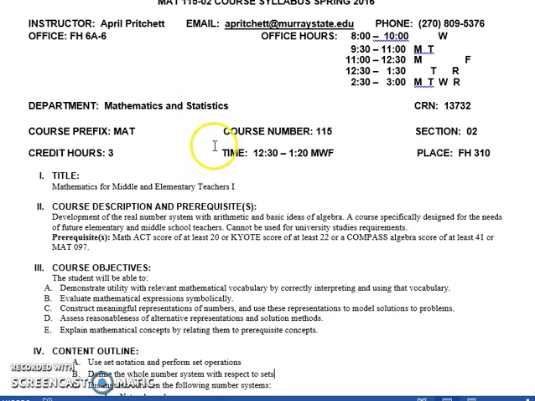We will meet 12:30 to 1:20 on Monday, Wednesday, Friday in Faculty Hall 310. Hope to see you in Faculty Hall 310 on Friday.